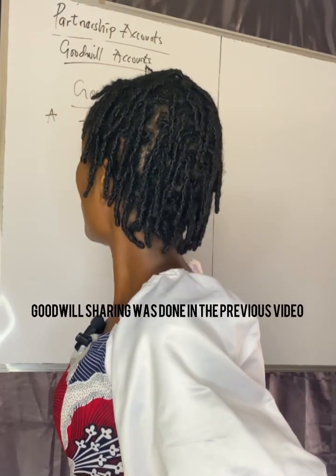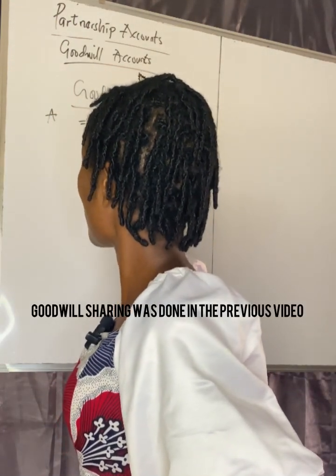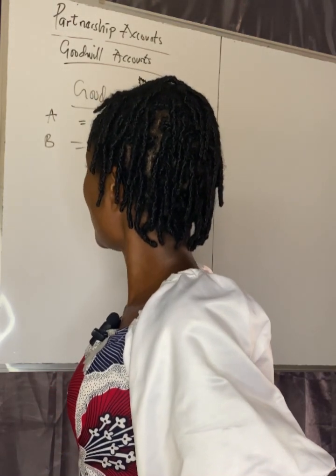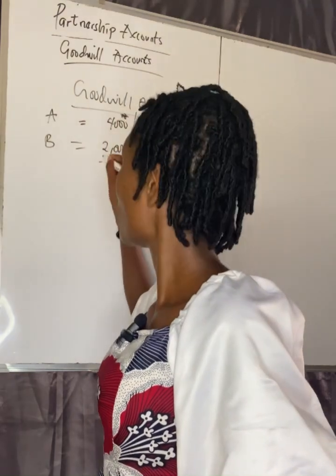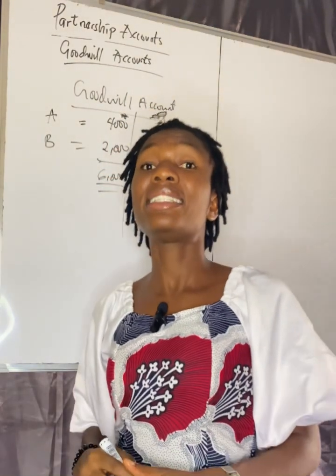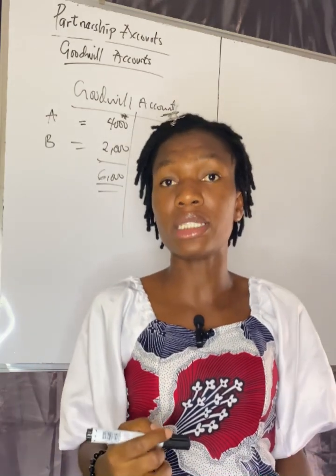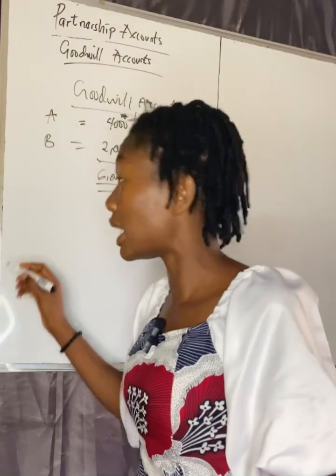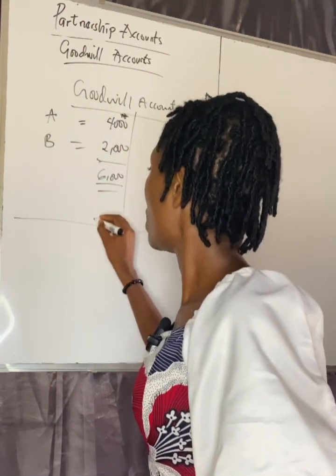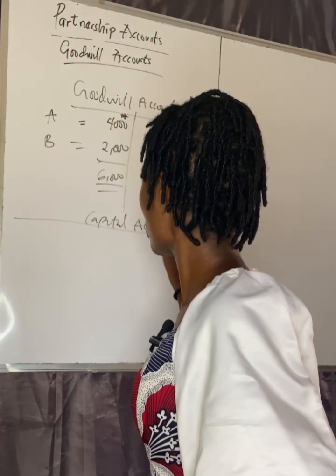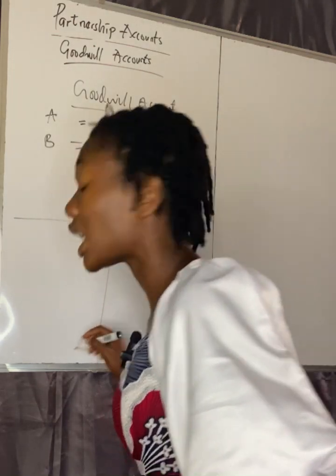Just like we calculated in our previous video, partner A will be having 4,000 naira, and then partner B will be having 2,000 naira, to give us a sum total of 6,000. Now, like I said, this illustration is for where goodwill is not retained in the books of account. Goodwill is going to have a direct effect on the capital account, so we're going to prepare our capital account.